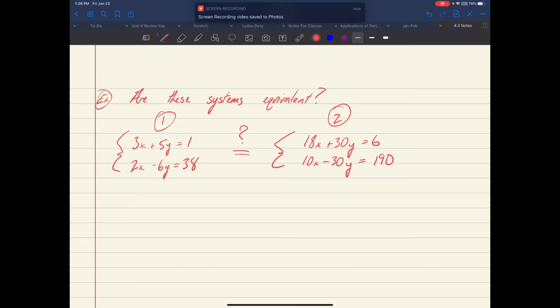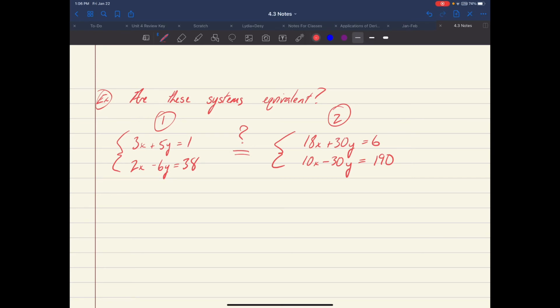Okay, so this problem is the same idea, but now it's being asked in a different way. And it says, are these systems equivalent? So does system 1 equal system 2? So just remember, a system of equations, in our case, is just two equations. And so does this first set of equations equal the second set, meaning are they the same?